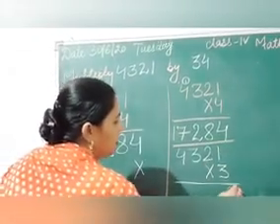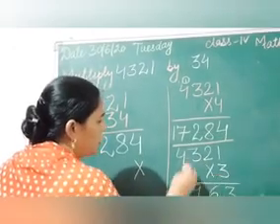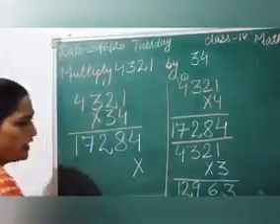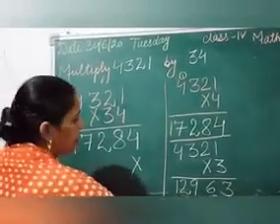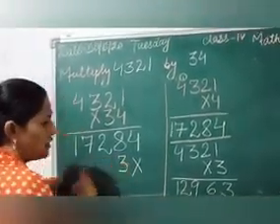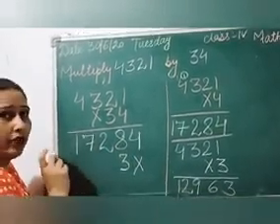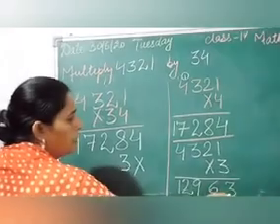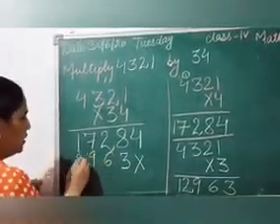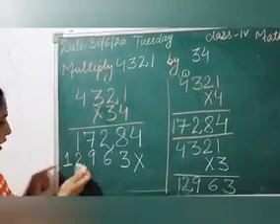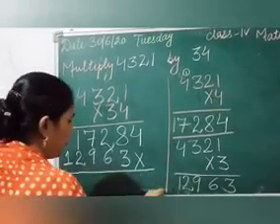3 1s the 3, 3 2s the 6, 3 3s the 9, 3 4s the 12. We got 12,963. How will we write this? We will start from 3 and we will write like this. See it carefully how to write. If your writing style is wrong, then your sum will be wrong. So write it carefully. 3, after that 6, then 9, then 2 and 1. 1 will be out of this range. So we will write as it is.